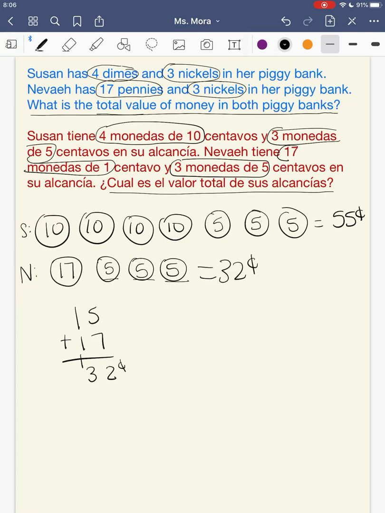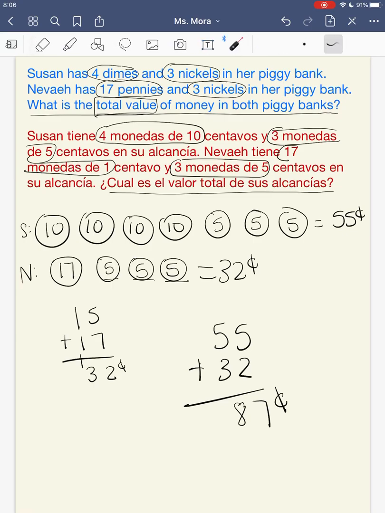Okay. And because I want to find my total value of the money in both piggy banks, I'm going to add both of the girls' totals up. So Susan has 55 cents. And Neve has 32 cents. Okay. And I have 5 plus 2 in my ones place is 7. 5 plus 3 in my tens place is 8. So in total, they have 87 cents. Okay, so if you got 87 cents, good job, guys. If you didn't, look at my work. Hopefully, now you know why your total was off by a little bit.